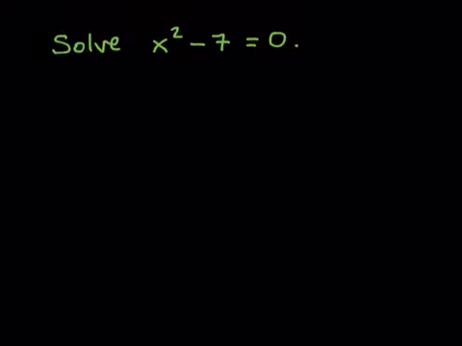Okay, so first of all, let's do an example. Let's solve x squared minus 7 equals 0. All right, so we are trying to find the solutions for x that will make this equation true. And we've also seen the connections to parabolas. So by having this equation equal to 0, what I'm doing is looking for the x-intercepts for a parabola.